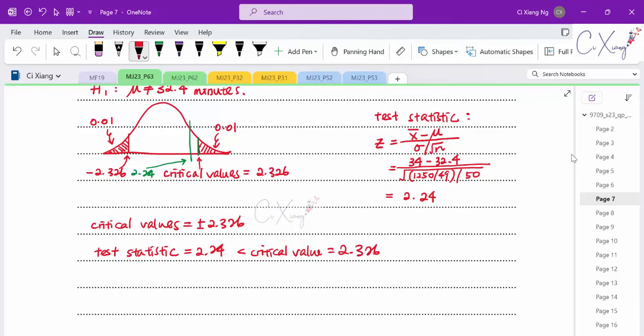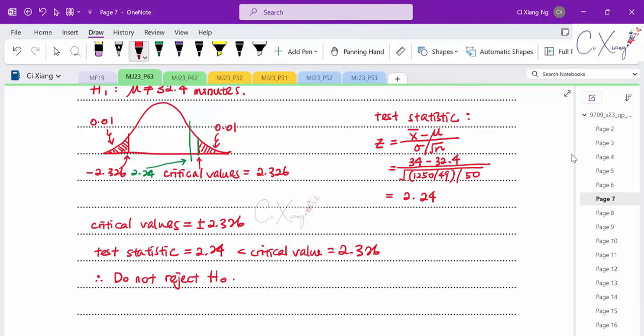Okay, since the test statistic is smaller than the critical value, and from the diagram you can see that it falls under the acceptance region, therefore we do not reject the null hypothesis. Do not reject, not accept, because we're talking about whether we are going to reject the null or accept the null. So this one is the acceptance region, therefore you write it as do not reject the null hypothesis.